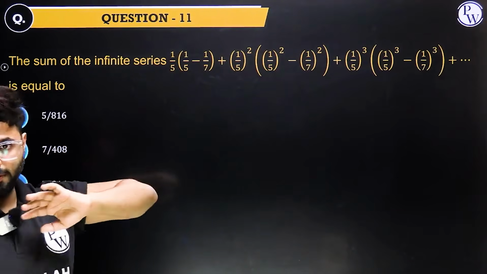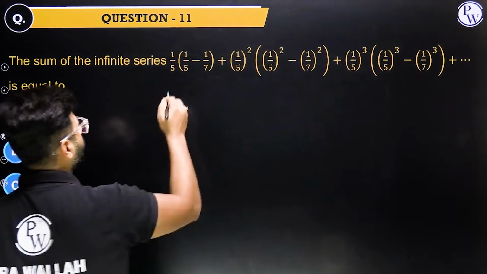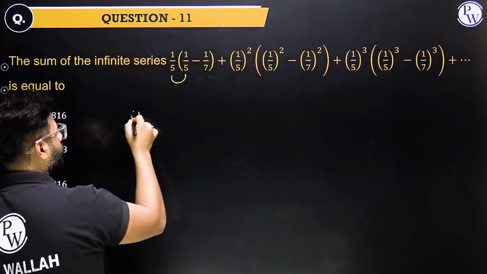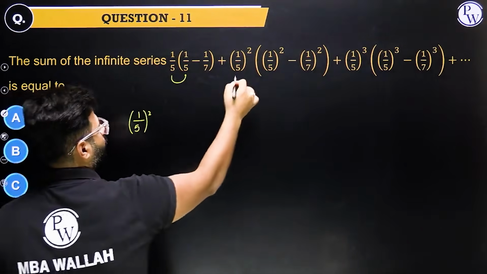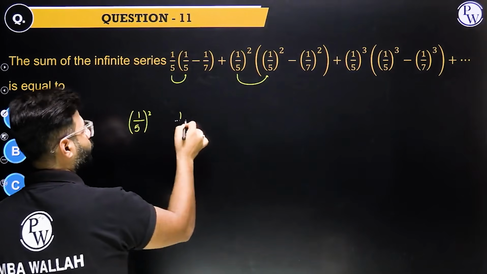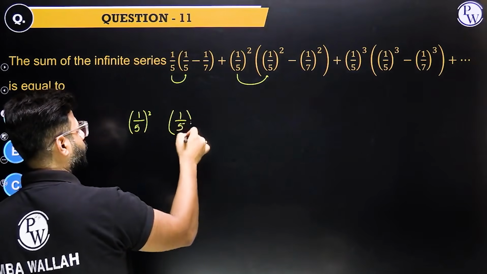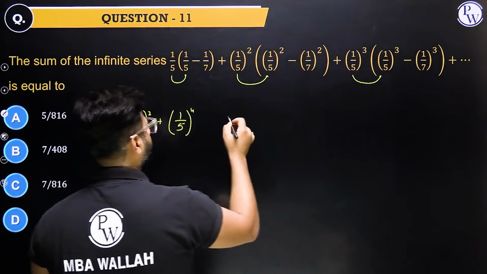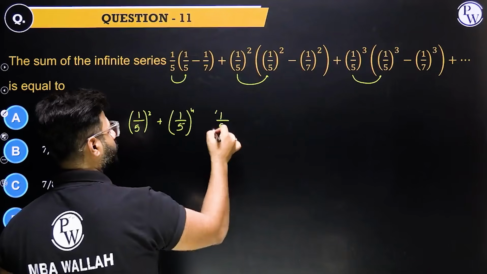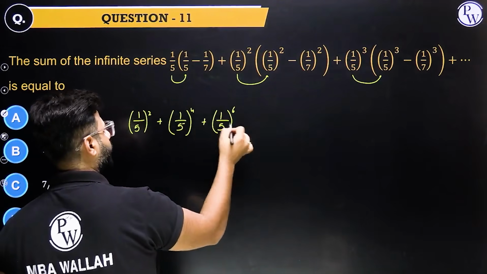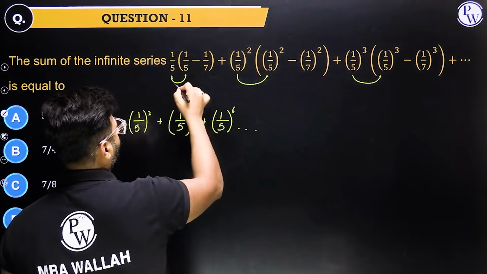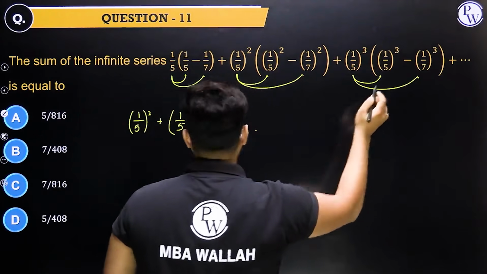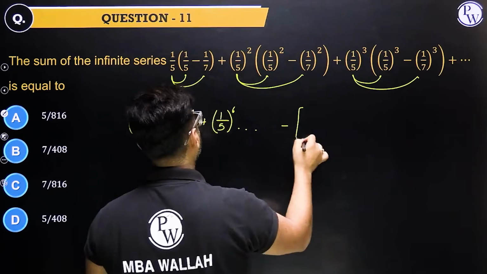These are two GPs written over here. Let's see. If I multiply these two, I get 1 by 5 square. If I multiply these two, I get 1 by 5 to the power 4. If I multiply these two, I get 1 by 5 to the power 6. You can observe that these are infinite GPs. Then you have all the terms with a minus. So let's just keep minus common. Write down the second terms.